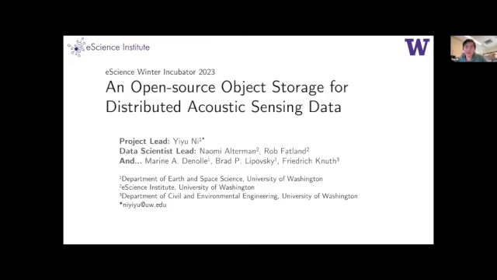Hi, everyone. My name is Yiyu Ni. I'm a second-year PhD student from Earth and Space Science, and I'm very happy to give this talk presenting my work on this open source object storage for distributed acoustic sensing data. During this winter incubator project, I'm working with eScience data scientists Naomi Altman and Rolf Vettler.